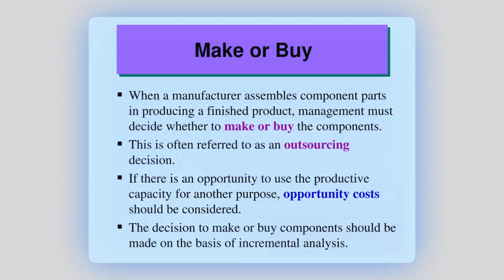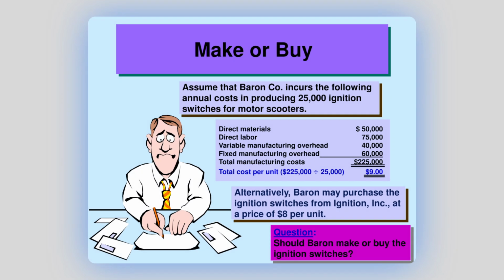Anyway. So, in make or buy decisions, for example, assume that Baron Company incurs annual cost of producing 25,000 ignition switches, okay, for motor scooters. All right. Direct materials is 50,000, direct labor is 75,000, variable manufacturing overhead of 40,000 and fixed manufacturing overhead of 60,000. Okay. Yan. So, magkano lahat yung cost natin per unit? 225,000 divided by 25,000, you have 9 pesos per unit.